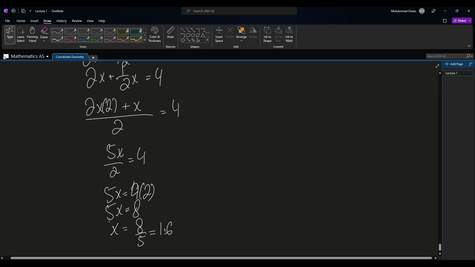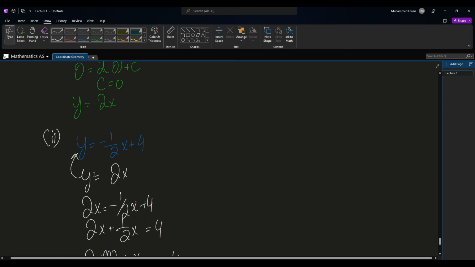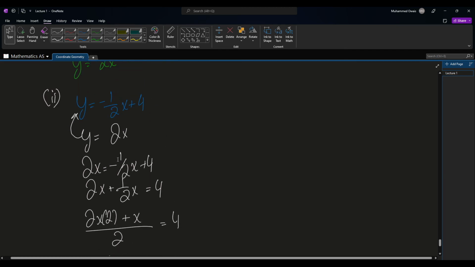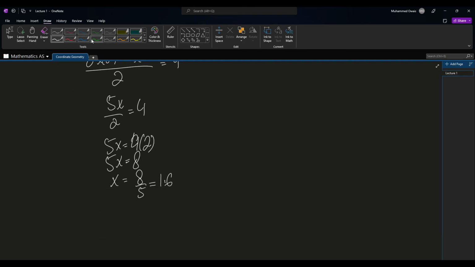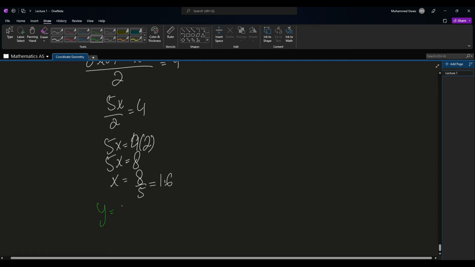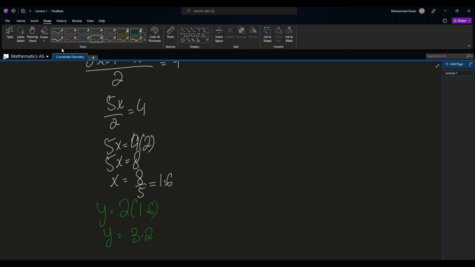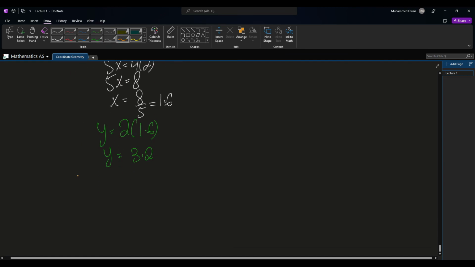Now then, to find the y coordinate, you can use either of these equations. All you have to do is plug in 1.6 for x to find the y. I'll plug the x value in this equation. You can try it yourself. By plugging the x in the other equation, you will get the same y value. So y equals 2 into 1.6, as the equation was 2x. 2 into 1.6 comes out as 3.2. So the M coordinates are 1.6 and 3.2.